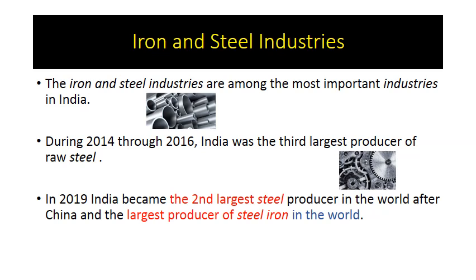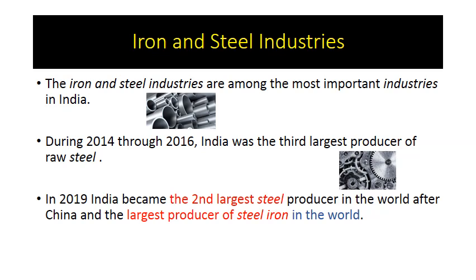The iron and steel industries are among the most important industries in India. It is a basic industry. It produces steel, which is used as raw material in various industries, such as automobile, shipbuilding, and machine tools.